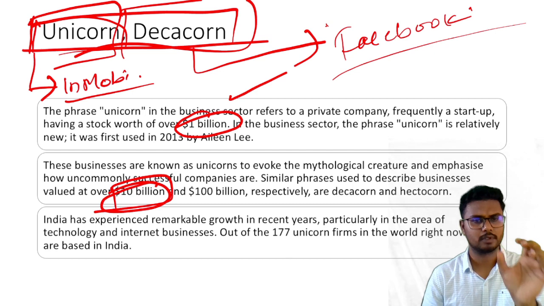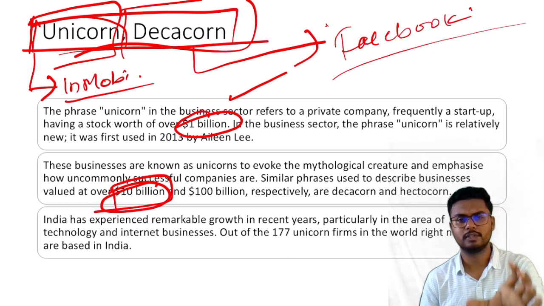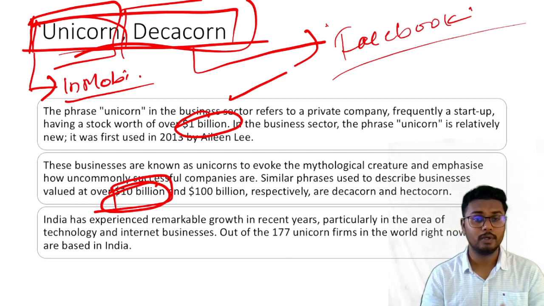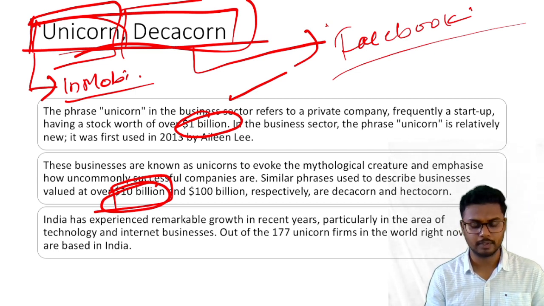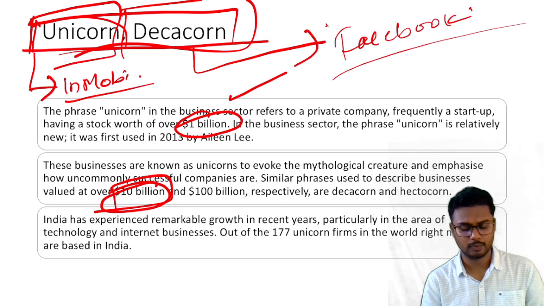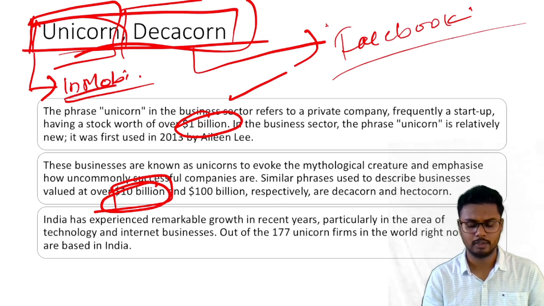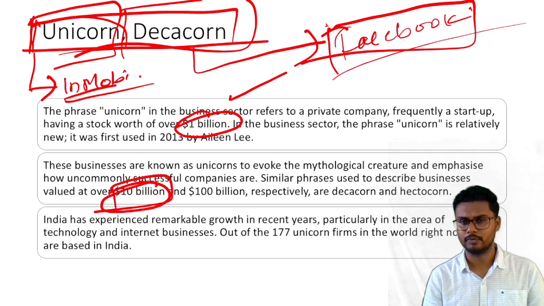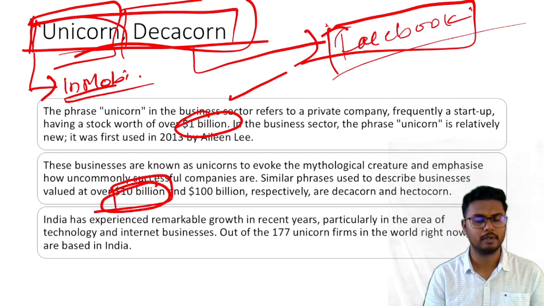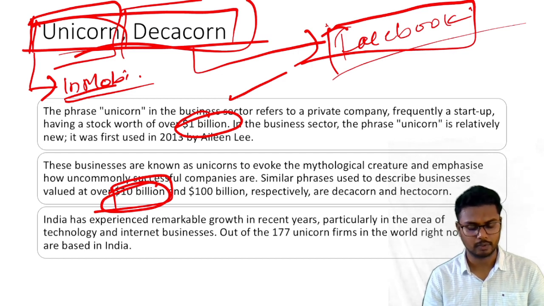A topic becomes comprehensive or holistic, or a sense of completeness is achieved, only when you justify your statements with the help of examples or case studies. Alright. So the first unicorn in India was InMobi, and the first decacorn in India was Flipkart. And recently, after the acquisition of Flipkart by American giant Walmart, it also entered the club of Decacorn.